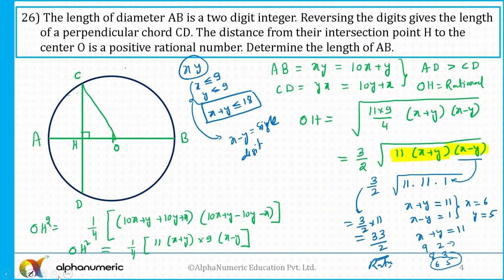So what is the answer? The question is to find the value of AB. And we know that the length of AB is XY. So AB is equal to 65. So 65 is the correct answer.